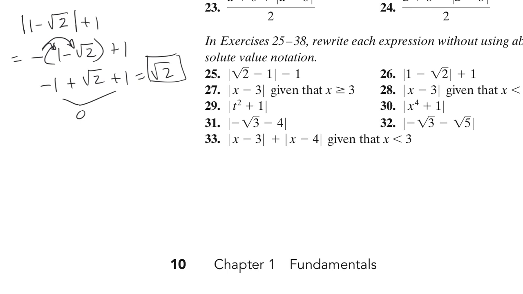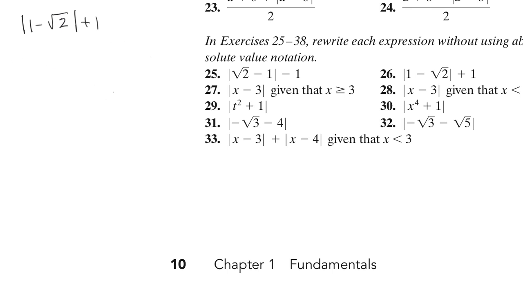And let's take a look at number 32 maybe. 32 sounds like it'll be the most interesting question. So for number 32, we have the absolute value of the opposite of the square root of 3 minus the square root of 5. So this is going to be pretty negative because that's a negative number minus more. The whole thing's going to be negative. So what that means is the answer is the opposite of that entire expression.